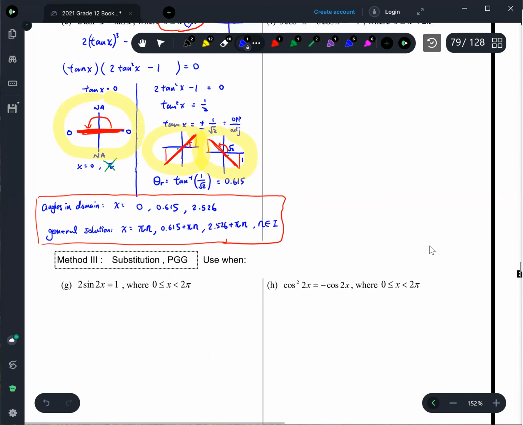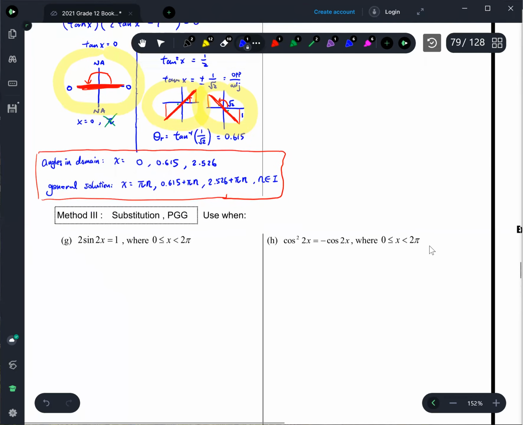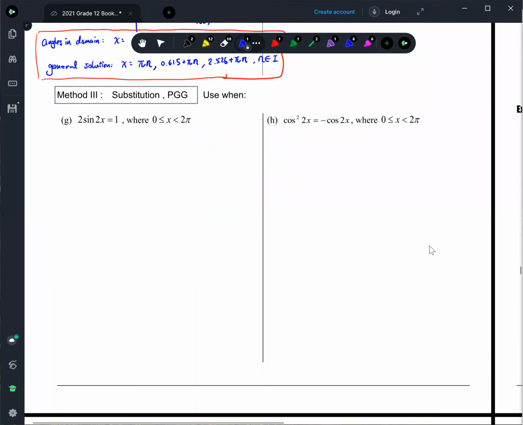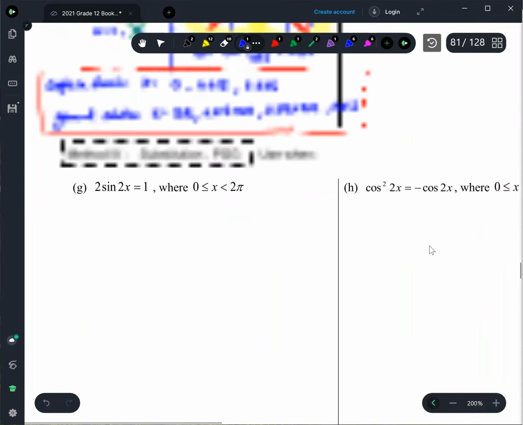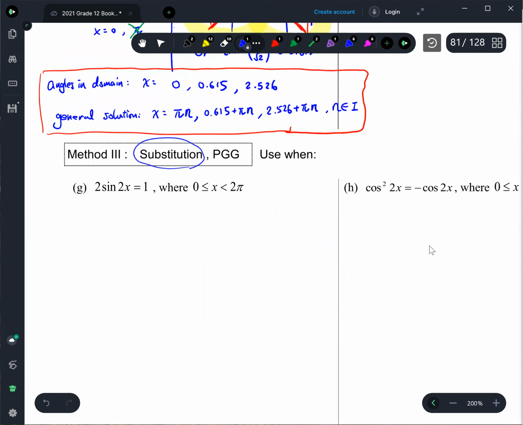Okay, so we are going to do method 3. Probably not too much. For the homework, I'll give you simple ones using method 3. Marcus and Jocelyn, are you ready? So method 3 is called the substitution. I'll explain what that means later.